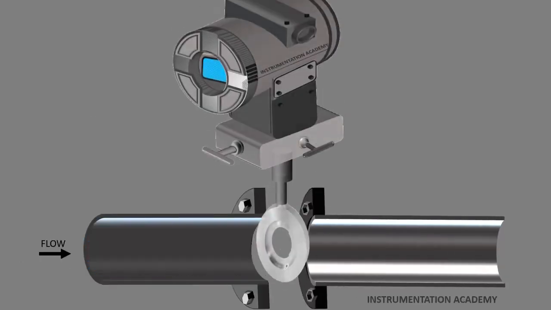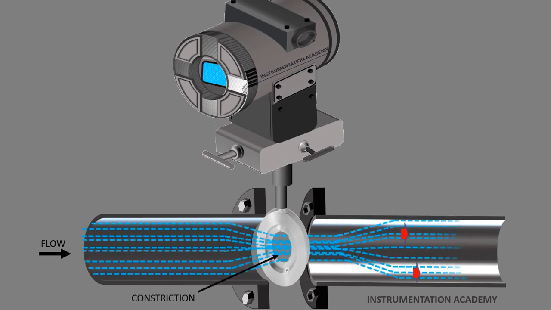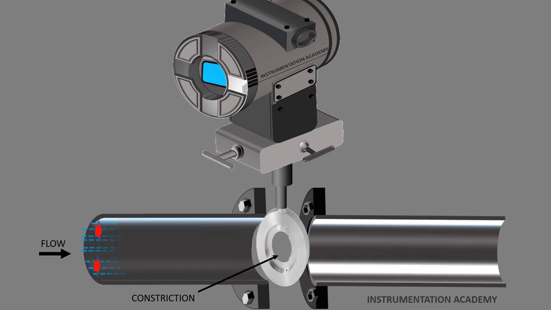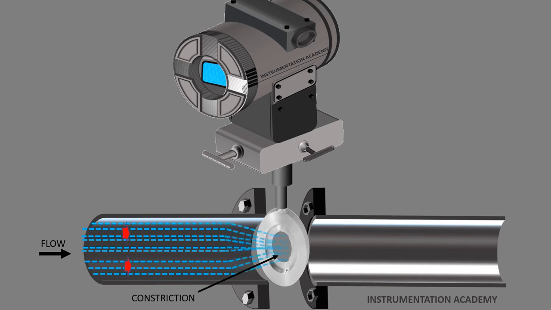Differential pressure flow meters introduce a constriction in the pipe that creates a pressure drop across the flow meter. When the flow increases, more pressure drop is created. Impulse piping routes the upstream and downstream pressures of the flow meter to the transmitter that measures the differential pressure to determine the fluid flow.